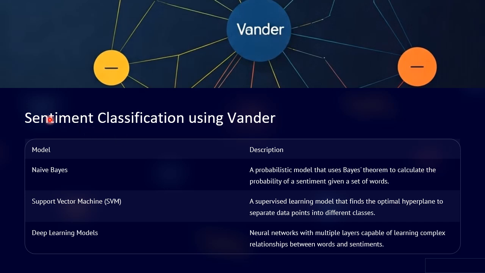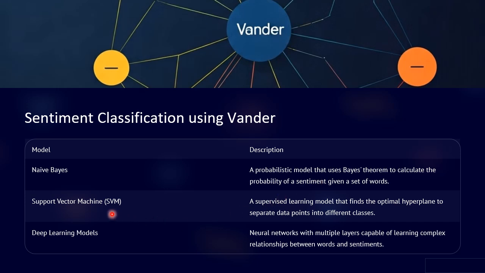Coming to the topic, it's sentiment classification using the Vader tool. So we have different models like Naive Bayes, support vector machine, and deep learning models. Naive Bayes is nothing but it uses Bayes' theorem to calculate the probability of a given set of words for the given sentences.